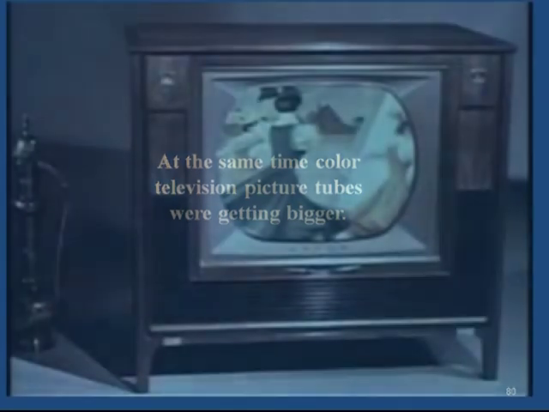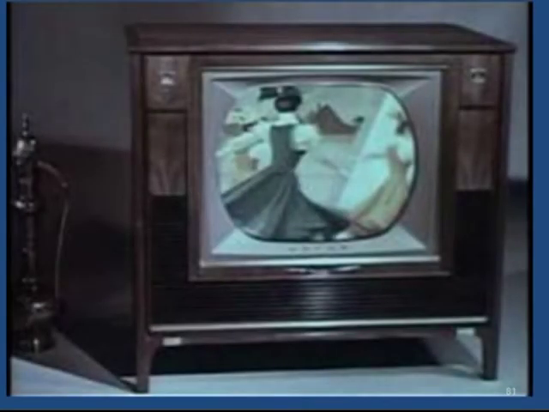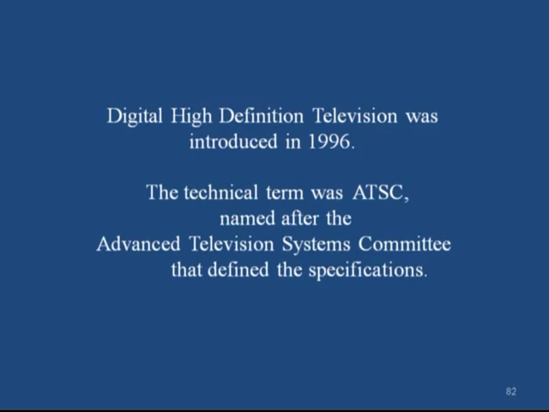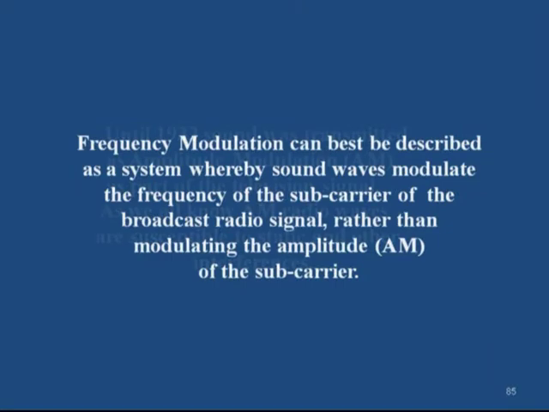Now, at the same time, color television picture tubes were getting bigger. So they were able to develop these color shadow mask tubes as high as, I think it was either 21 or 25 inches, and that sufficed for a period of time. Digital high-definition television was introduced in 1996. The technical term was ATSC, named after the Advanced Television Systems Committee.